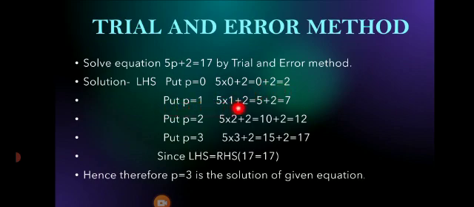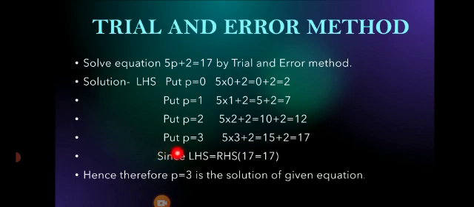5 multiply 1 plus 2, that is 5 plus 2, which will be equal to 7. That one is not equal to the right hand side. Then I will put p equals 2. 5 multiply 2 plus 2, that is 10 plus 2, which is equal to 12. Again it's not equal to the right hand side.